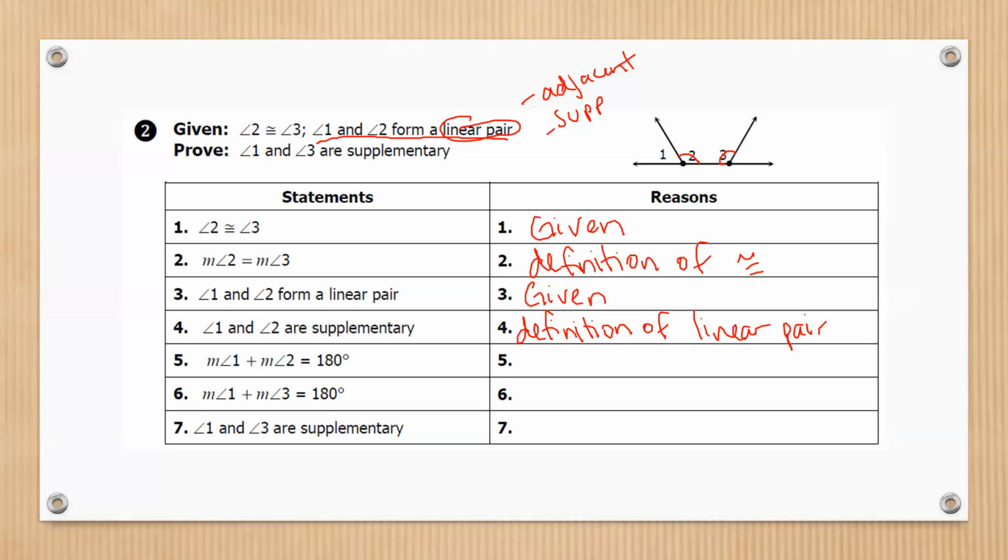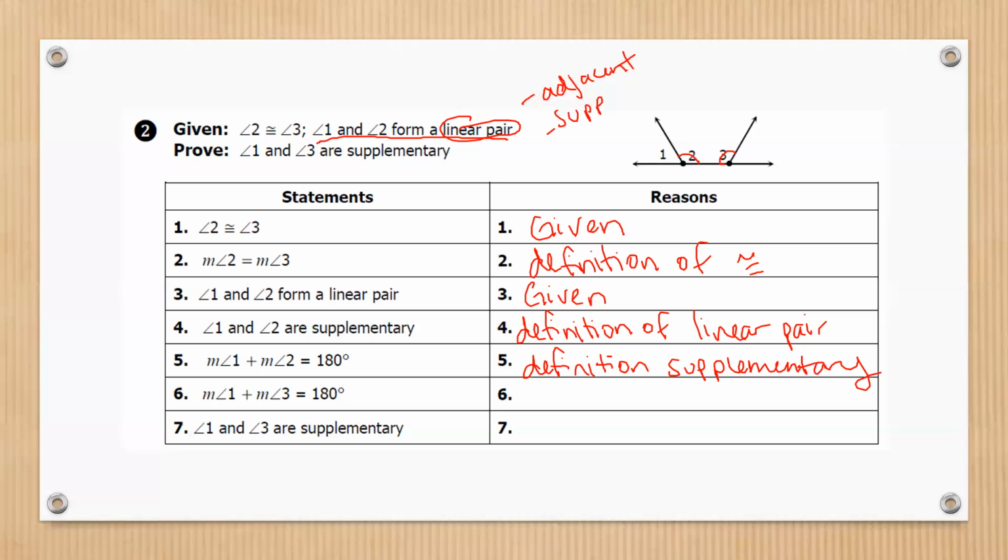All right, number 5, angle 1 plus angle 2 equals 180. Well, what does supplementary mean? Supplementary means they add to 180. So now that we know they're supplementary, we know they add to 180. That's the definition of supplementary. Knowing that they're supplementary tells me that they add to 180.